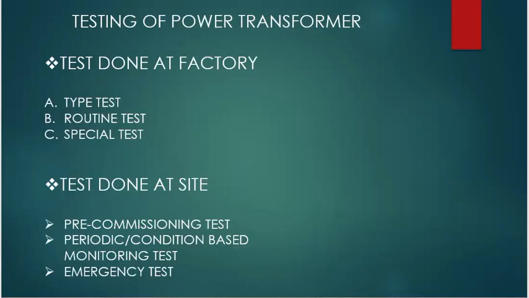A transformer undergoes different testing in factories as well as at site, for confirming its specification and its performance as per the design criteria. The transformer manufacturer performs three main types of testing at the factory. These are known as type testing, routine testing, and special testing. After the tests are done at the factory, the transformers are dispatched to the customer sites, where they are again tested for pre-commissioning testing, periodic condition-based monitoring testing, and emergency testing.